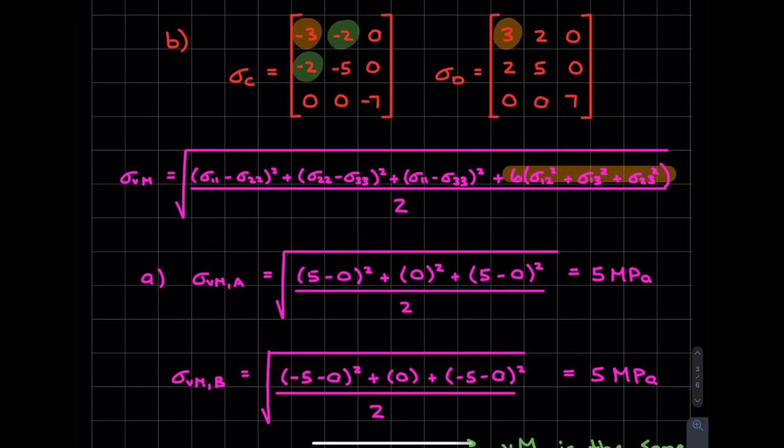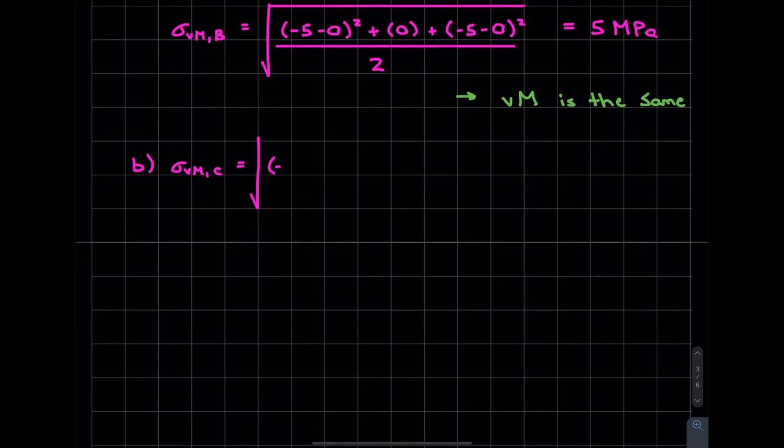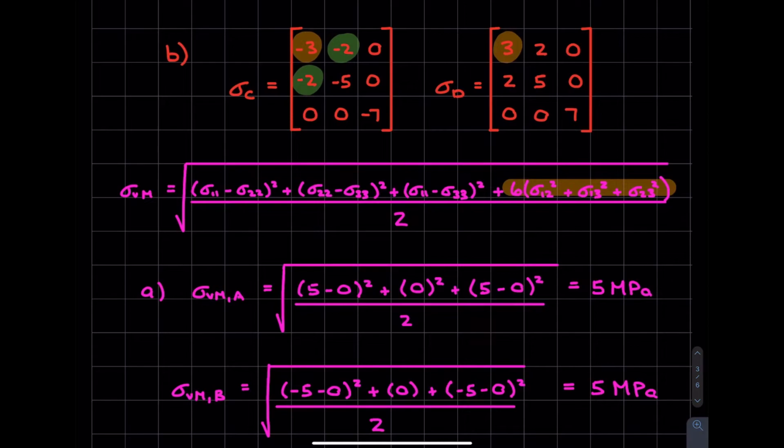Well, sigma 1,1 is negative 3 and sigma 2,2 is negative 5. So we're going to have negative 3 minus negative 5, squared. The second term is sigma 2,2 minus sigma 3,3. So we know that sigma 2,2 is already negative 5. Sigma 3,3 we can see is negative 7.